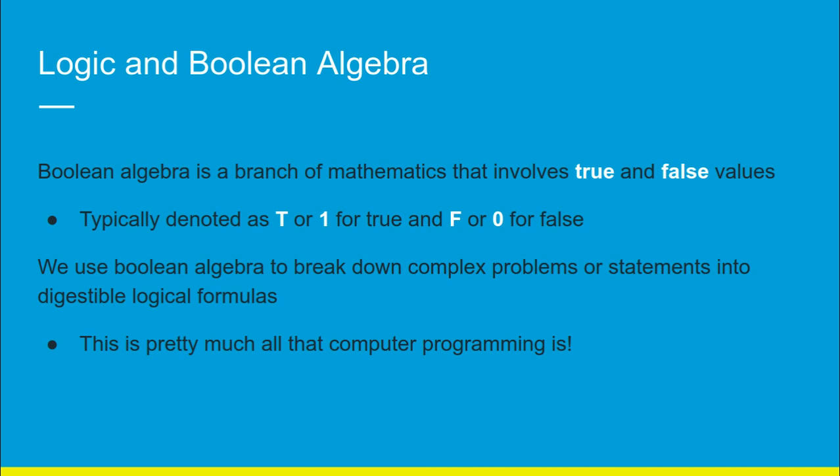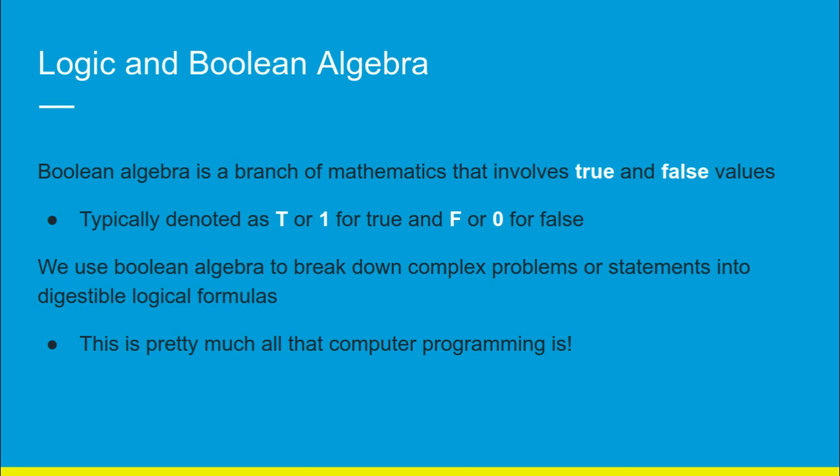So logic, sometimes this topic is referred to as logic, and sometimes Boolean logic, and sometimes Boolean algebra. All of those terms refer to what we're going to talk about today. Boolean algebra or Boolean logic or logic is a branch of mathematics that involves true and false values. That's what we're going to talk about, true and false values.